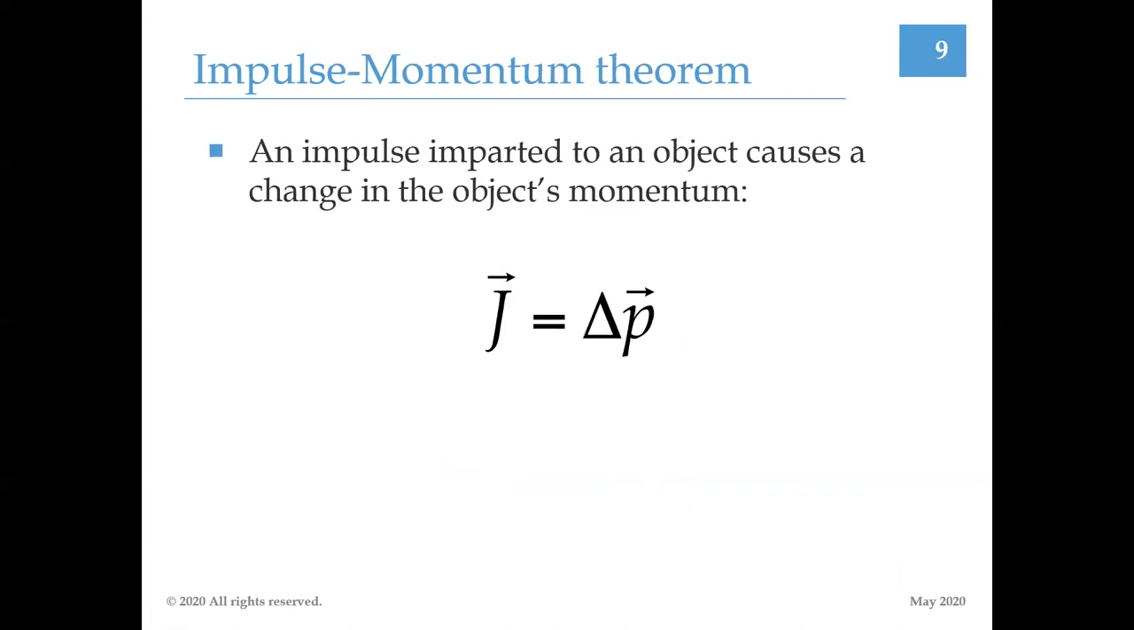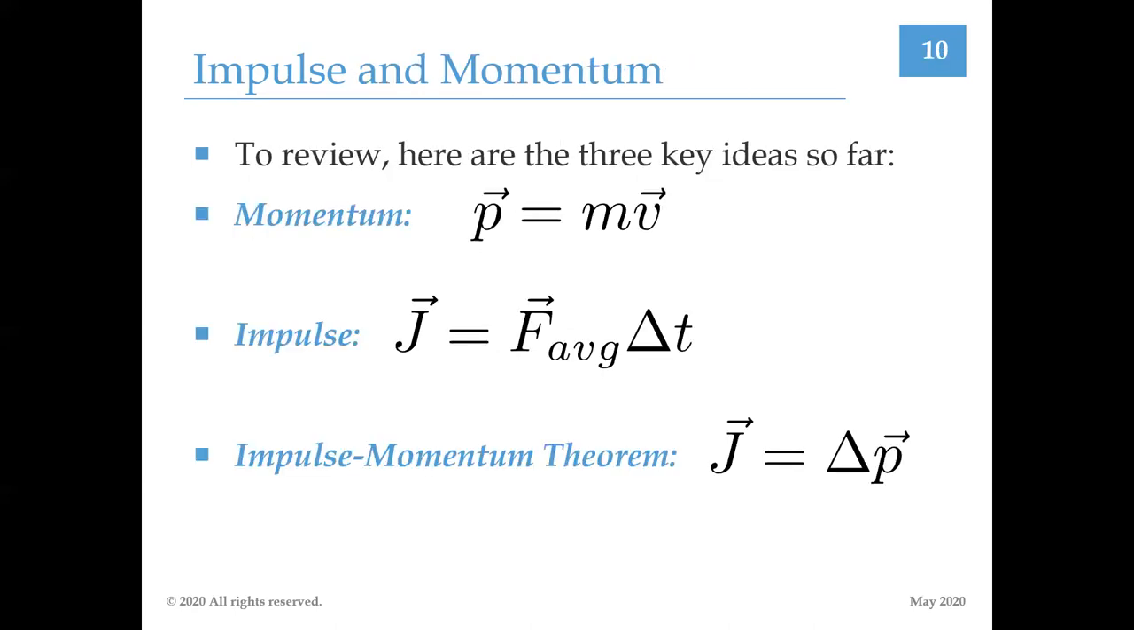An impulse imparted to an object causes a change in the object's momentum. So we can say that J equals delta p, just like substituting in J for F net times delta t. To review, here are the three key ideas so far. We have momentum, which is a vector, and it's equal to mass times velocity. We have impulse, which is equal to the average force times the change in time. And we have the impulse-momentum theorem, which is that J, impulse, is equal to the change in momentum.